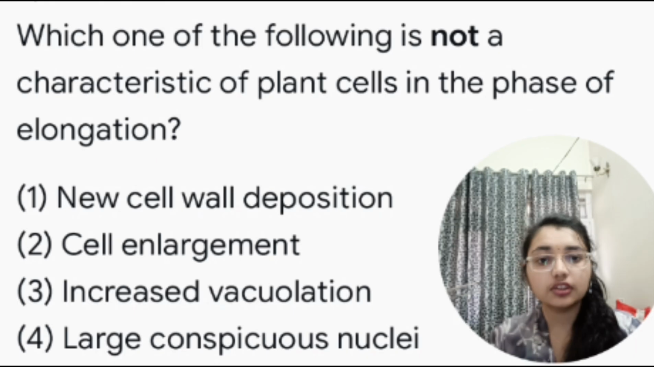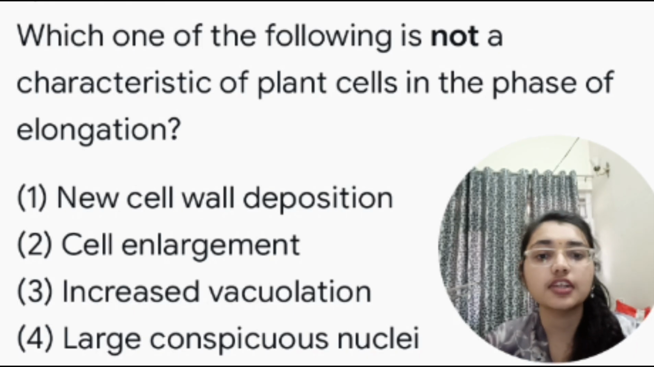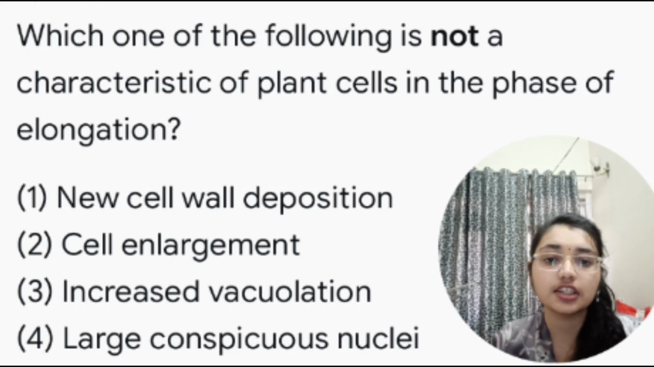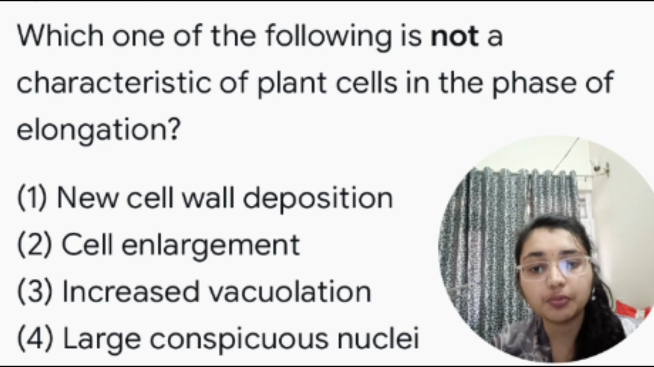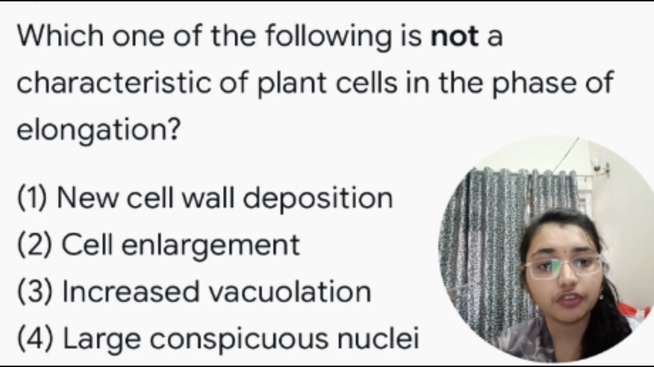The next question is, which one of the following is not a characteristic of plant cells in the phase of elongation? Option 1 is new cell wall deposition, option 2 is cell enlargement, option 3 is increased vacuolation, option 4 is large conspicuous nucleus. The correct option for this question is new cell wall deposition, because the other three are characteristics of the plant cell in the phase of elongation. Now moving on to the next question.